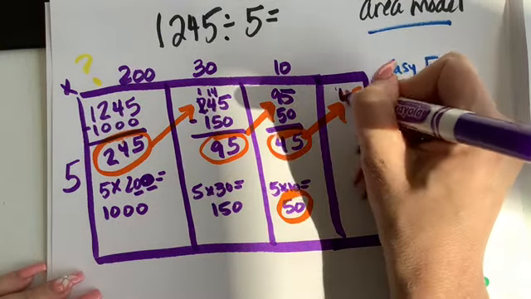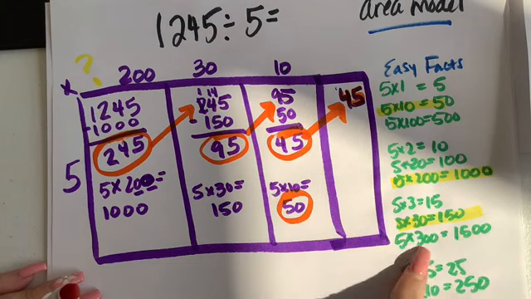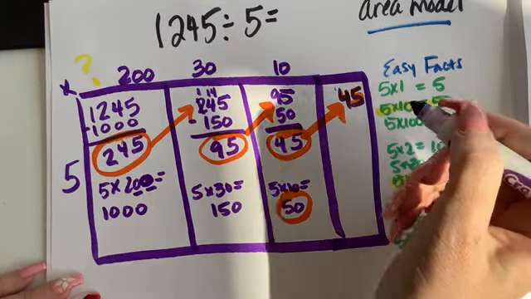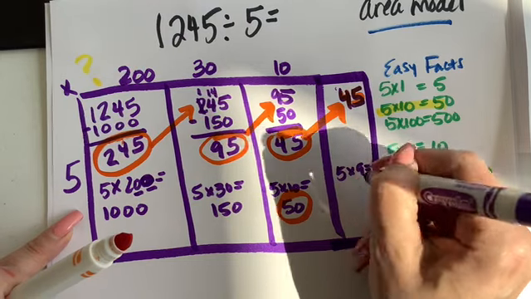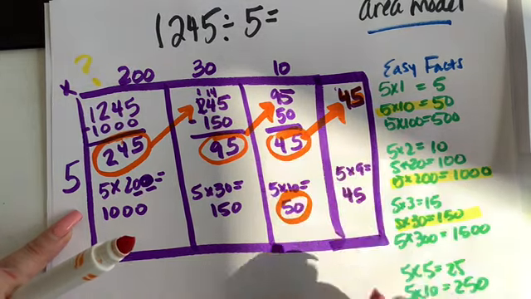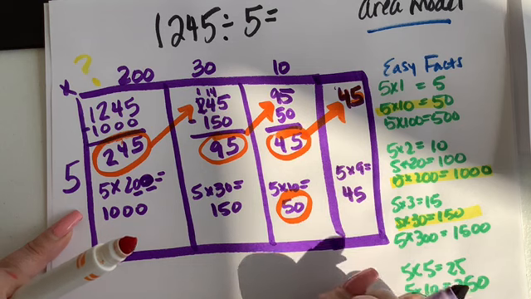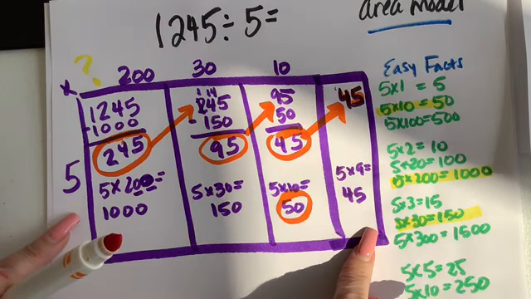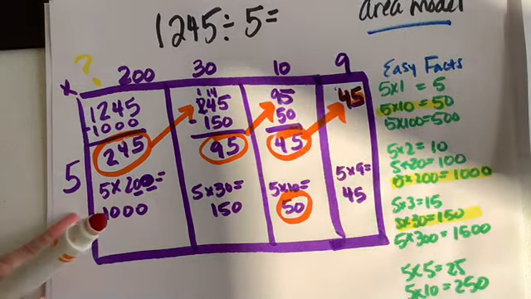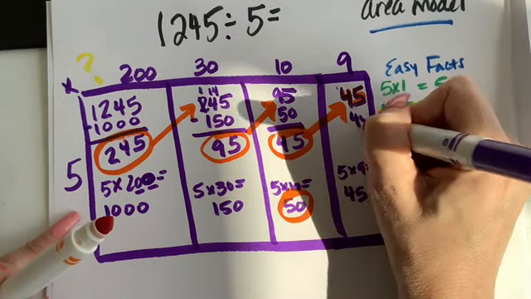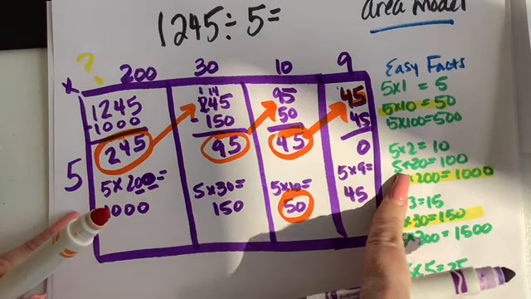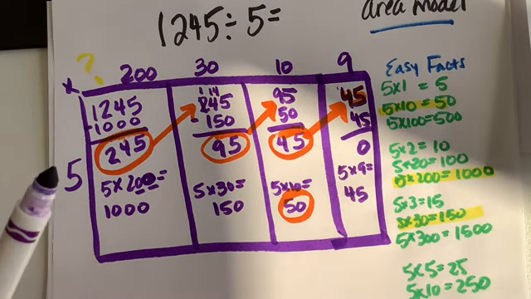Now, it's not on my easy facts, but I know that 5 times 9 is 45 because I have my 5s memorized. So 5 times 9 is 45. So I can put my 9 here. And that will use up all of my area. I'm at 0.